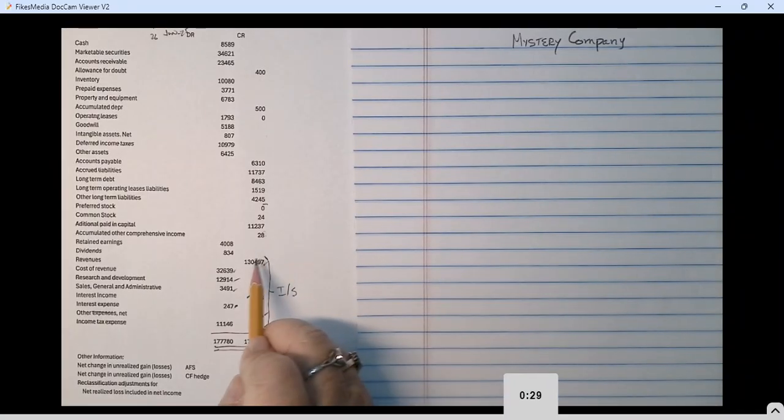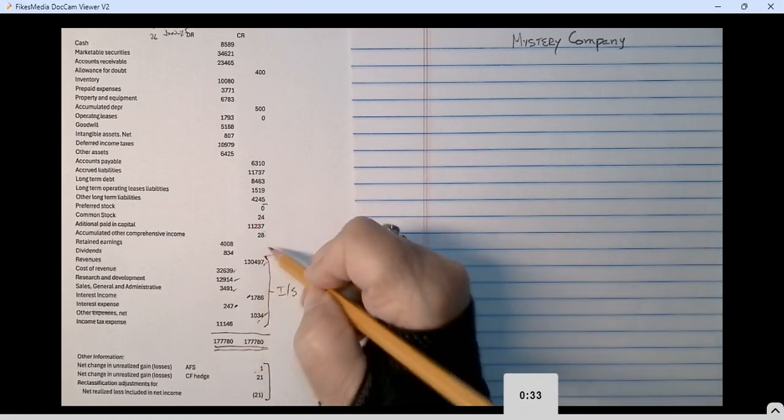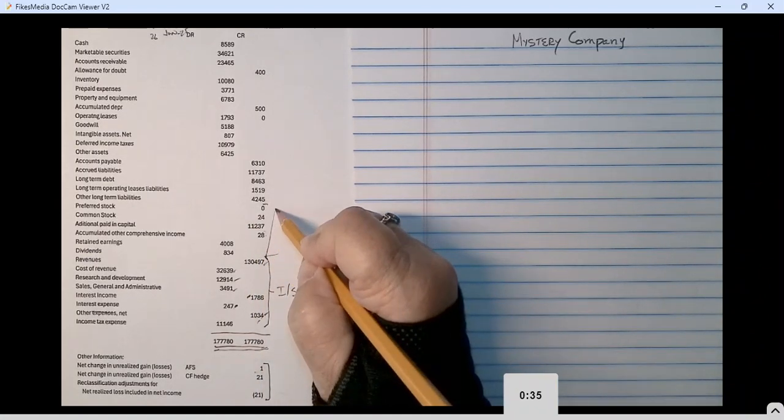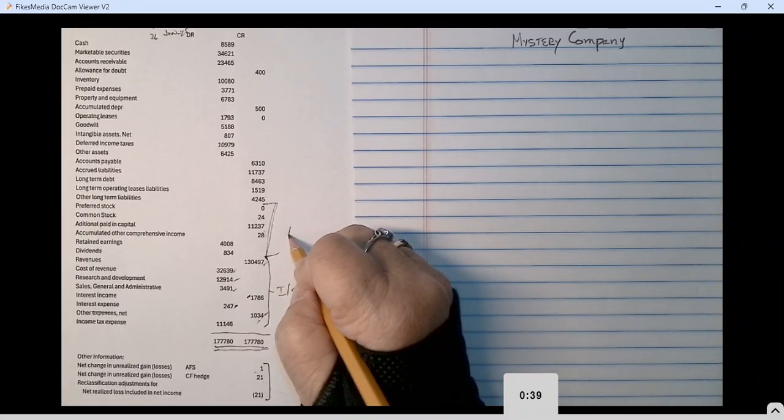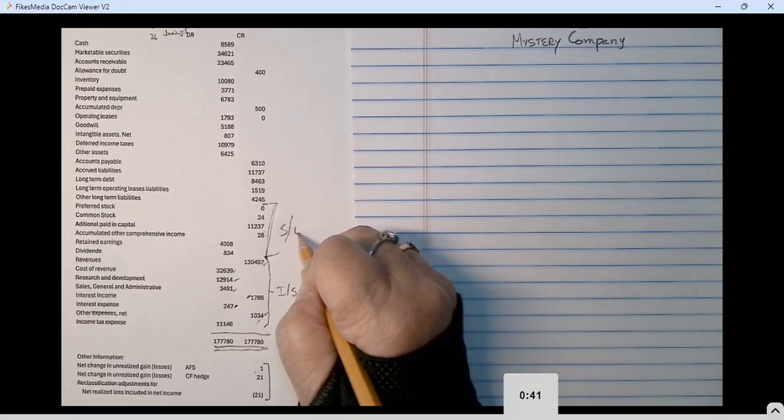Okay, so I've got to use my dividends, all the way up to where I begin my preferred stock. So these are the stockholders' equity statement accounts. Okay, let's see how we use this in preparing our financial statement.